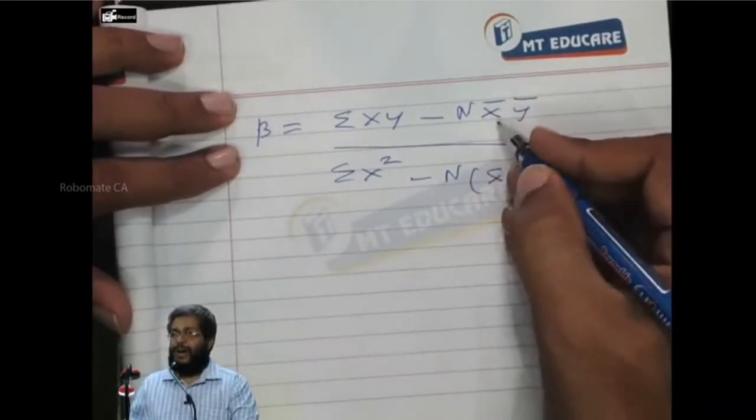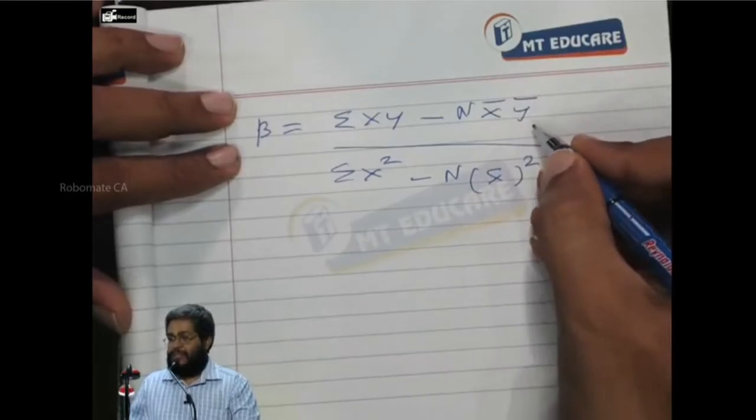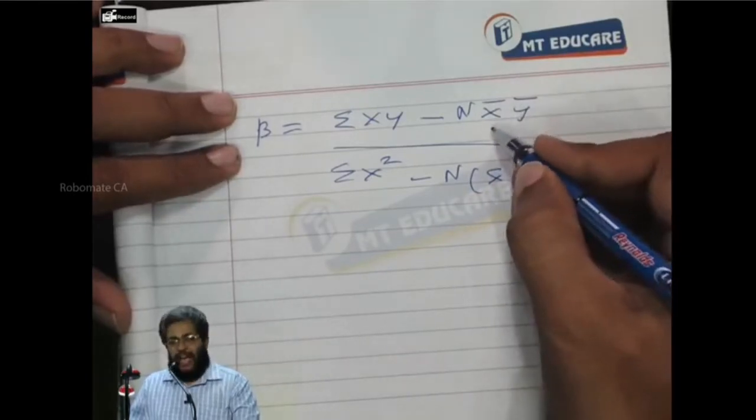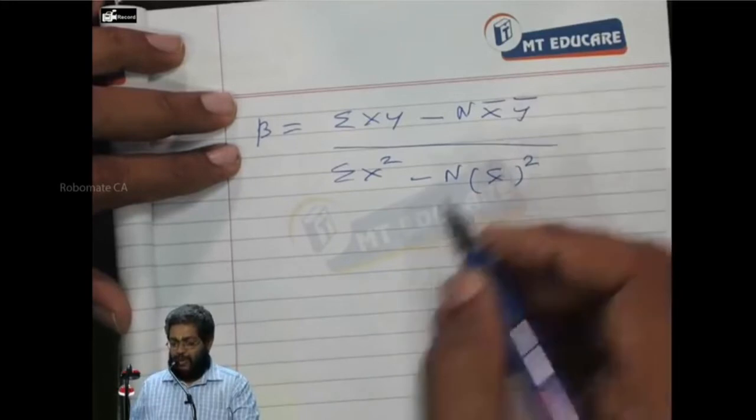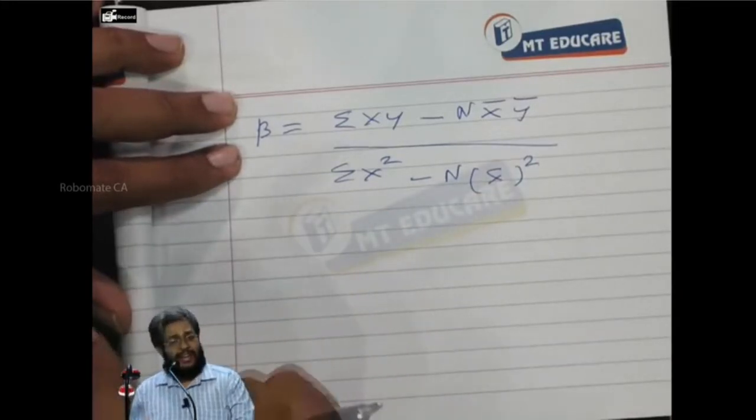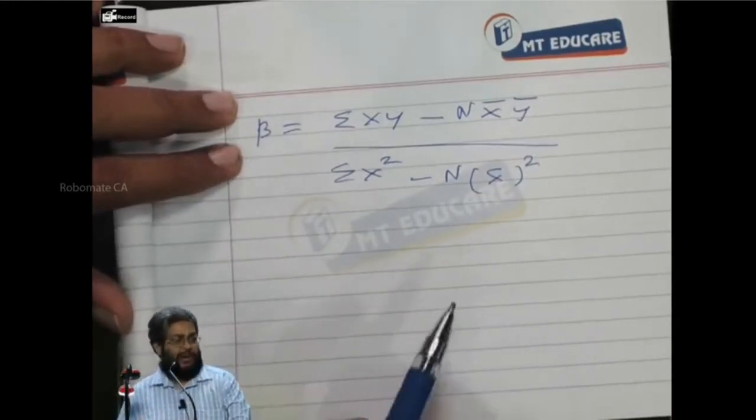Now, x bar means what? Mean of x. Y bar means what? Mean of y. Average of x, average of y. We call them x bar and y bar. N means the number of data taken. That is going to be 3 years here. Are you following what I am saying?